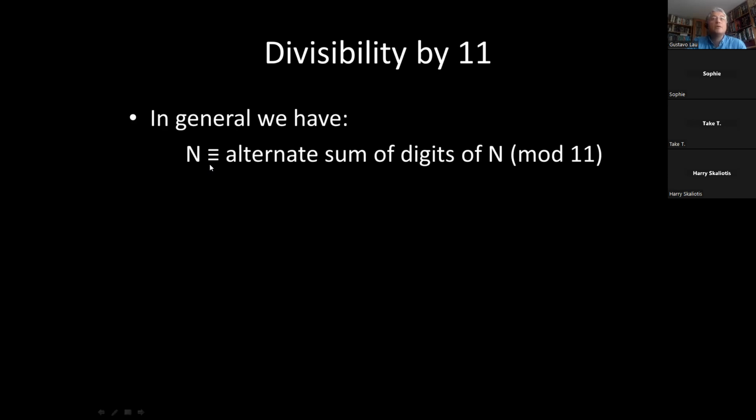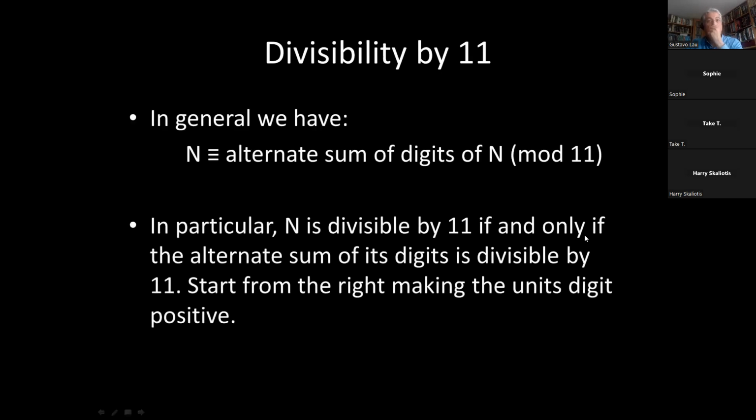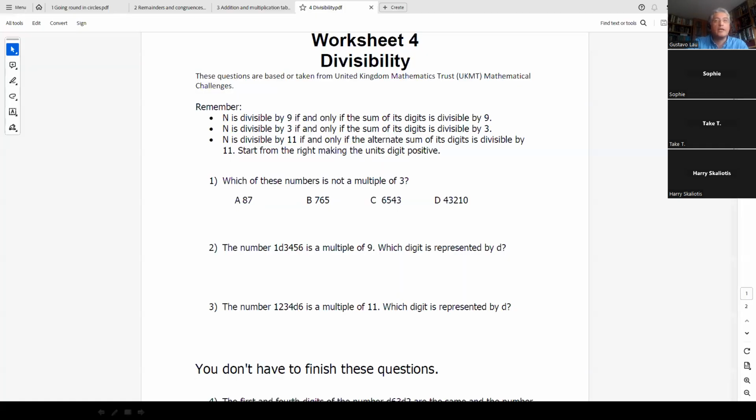So n is congruent to the alternate sum of its digits, modulo 11. And in particular, it's divisible by 11 if and only if the alternate sum of its digits is divisible by 11. And if you are not looking for the remainder, you can start with positive or negative. Okay, so then, we have a few minutes to practice this.